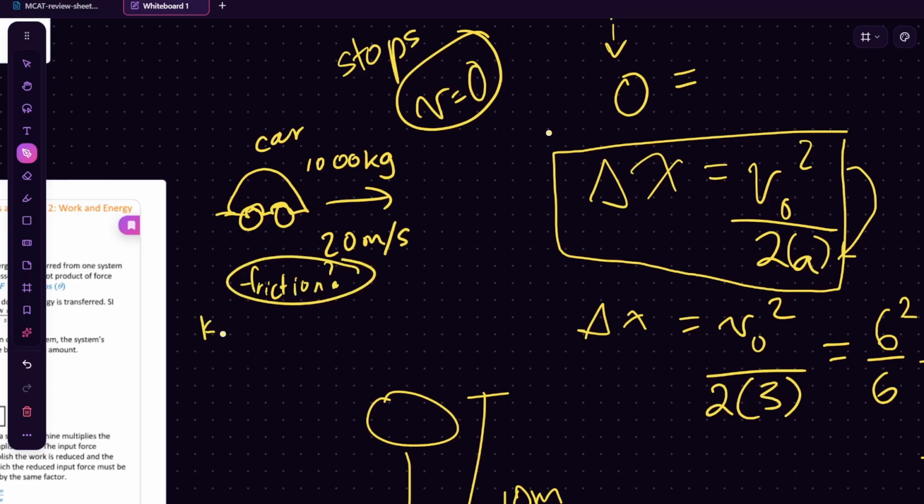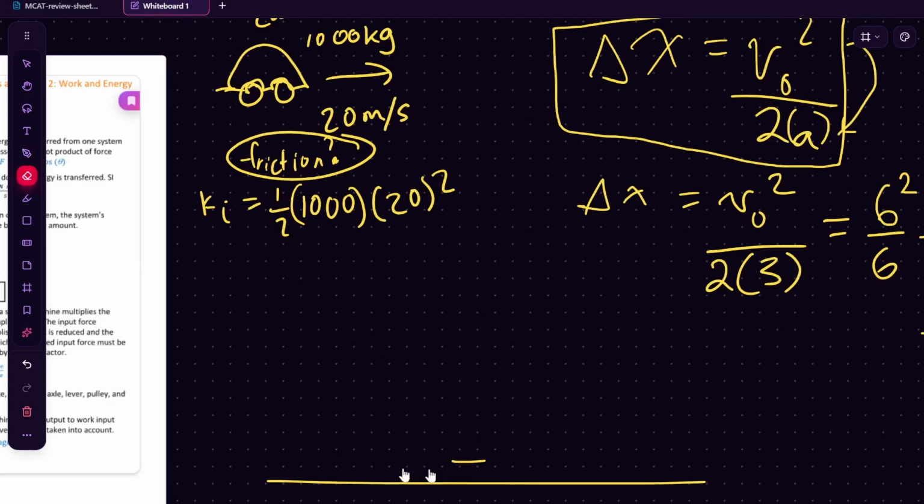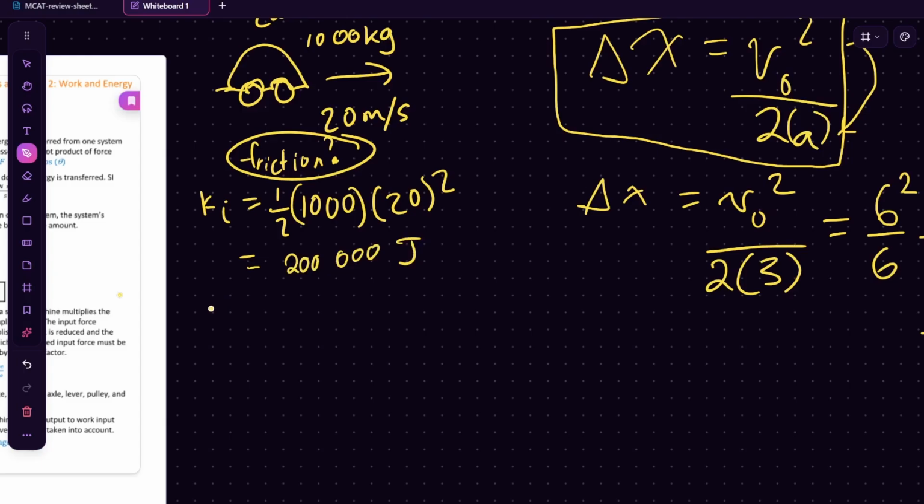So remember, Ki is equal to half times 1,000 times 20 squared. So we need our kinetic energy formula, remember, half m v squared. So we just plug in those numbers that we were given. And then you multiply it, so that would be 200,000 joules. And then Kf is equal to 0. Why? Because the driver slammed on the brakes.